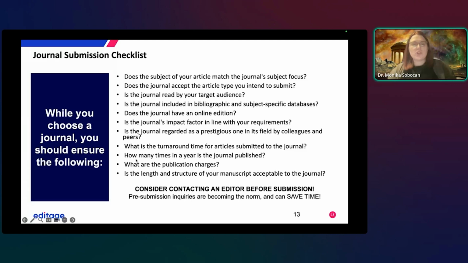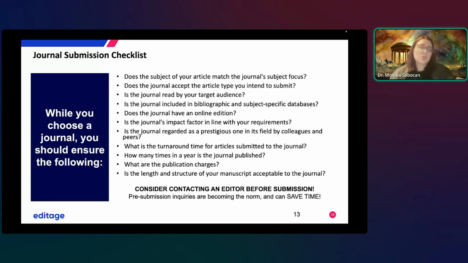Then the next question is, what is the turnaround time for articles submitted to the journal? This is an important question exactly for PhD students, sometimes even postdoc students, mainly because you are bound by some timelines. And if your manuscript is waiting to be reviewed for 6 months and you need to finish off your PhD in 7 months, this might not be the right venue for you.